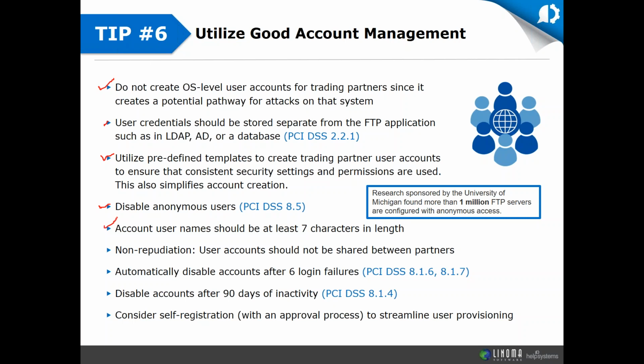Account username should be at least 7 characters in length, and each trading partner should have their own unique user ID. They should not share user IDs on the system. This will ensure accountability, so if there is an issue, you can track those logs back to a particular trading partner. Now, according to the PCI requirements, you should automatically disable user accounts if they've had 6 failed login attempts.